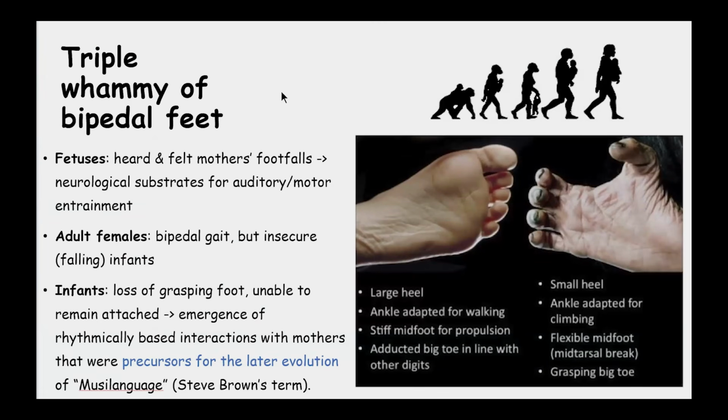So it wasn't just pregnant mothers, it's also thinking of bipedal feet. They go from being a foot like this to a foot like this, and that had to have made a huge difference. Yes, it meant mothers could eventually walk in a bipedal way, and fetuses could hear them, but it also meant that infants would no longer be able to hang on to their mothers, as all monkeys and apes do. They hang on with 4 limbs to their traveling mothers.